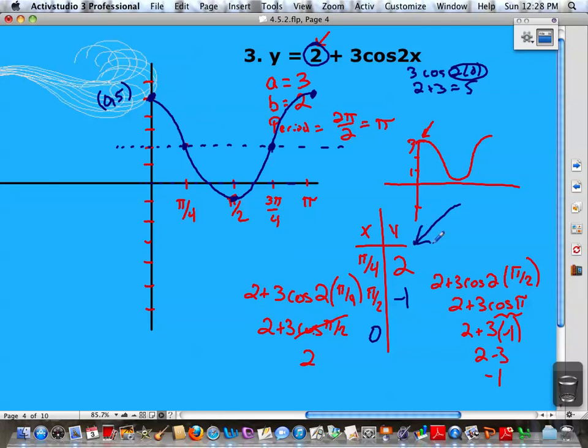So we could use a combination of this idea of key points, but it's also a good idea to use an input-output table of those key points to make sure that everything's in the right place. Because it gets a little more tricky when we have this constant out front that's going to shift our graph up and down. We have to think about my amplitude changes, but now I'm going to translate it and move it up even higher. And we'll look at some more of these when we get to class.